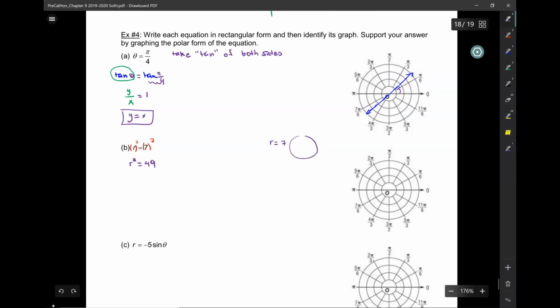Now that we squared both sides, I say, oh, wait a minute, I can't do much with the 49. But the r squared, that's equal to x squared plus y squared. And voila, you have the equation of a circle. You're done. This is it. Okay, and sure enough, just like we had up there, this is a circle with radius equal to 7.